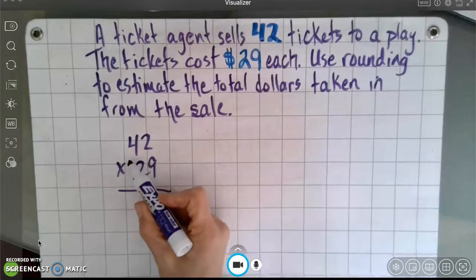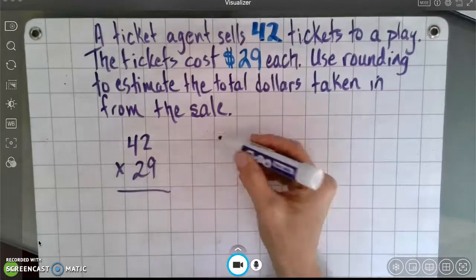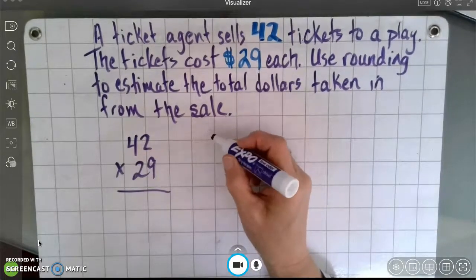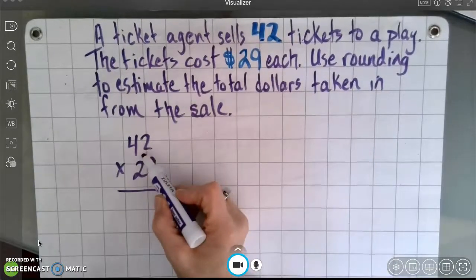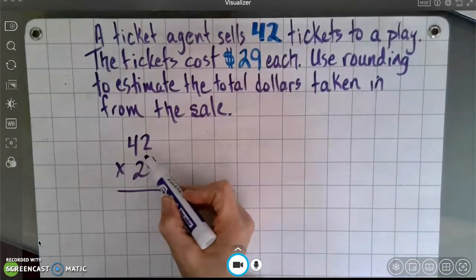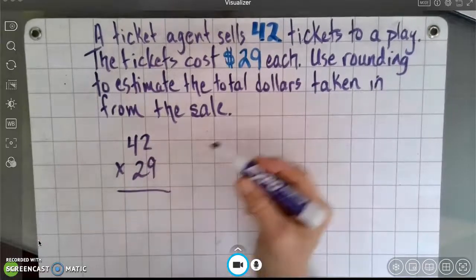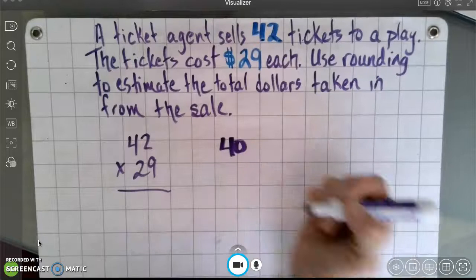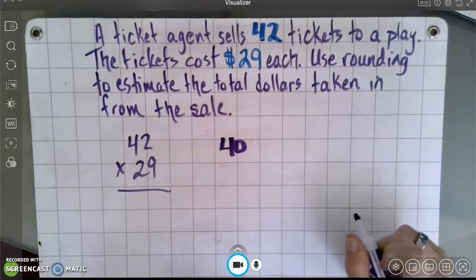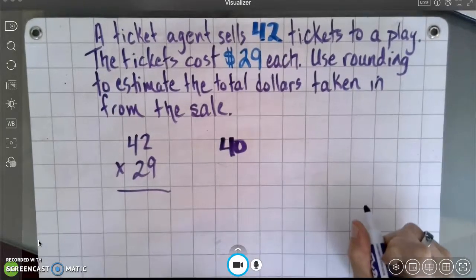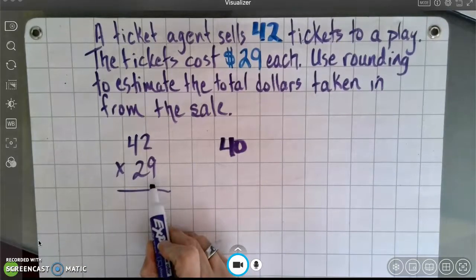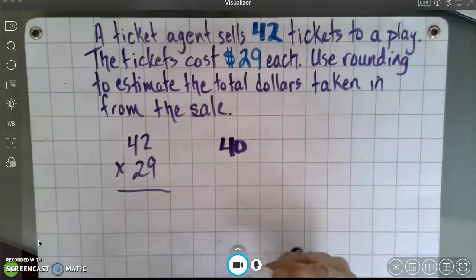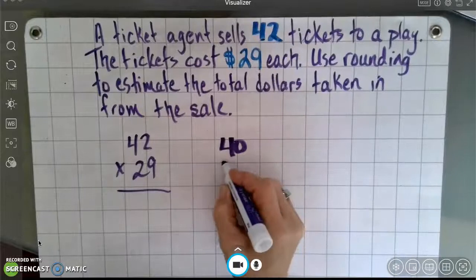that we have. So if we round 42 to the nearest 10, 2 in the ones place is less than 5. So we're going to round down to the nearest 10, which is 40. 29. If we're going to round to the nearest 10, 9 is in the ones place, so we're going to round up, and the nearest 10 is 30.